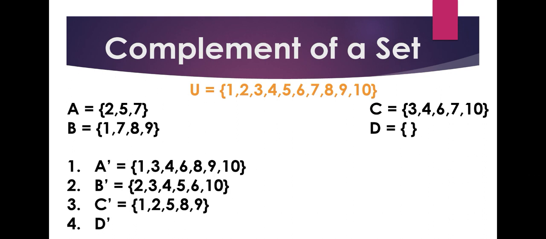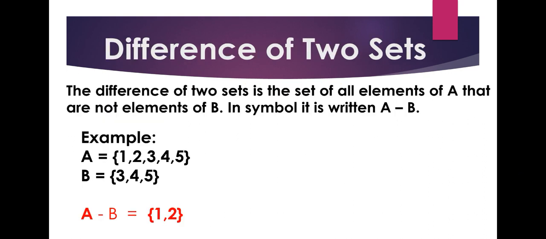And then last naman ay complement of D or set D. Ano naman daw yung wala sa set D na nasa universal set? Since null set or empty set natin si D, ibig sabihin wala siyang element. So ang kabaligtaran naman niya or complement niya, ibig sabihin lahat naman ng nasa universal set. Okay? So next is the difference of two sets.